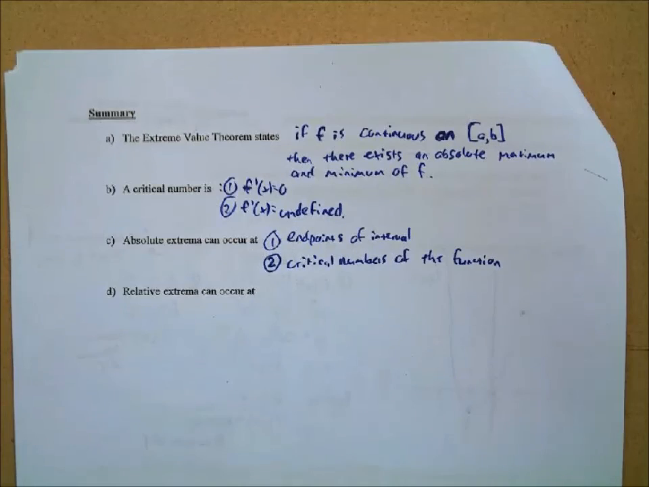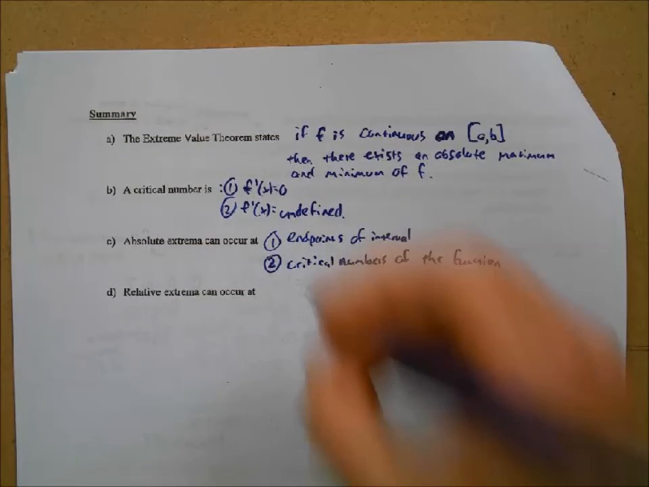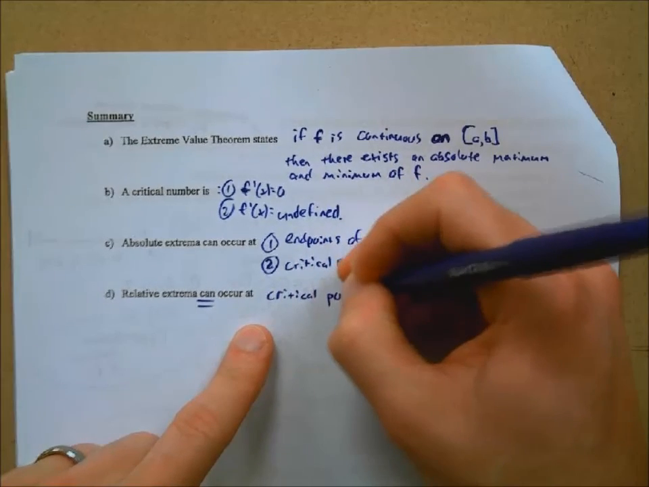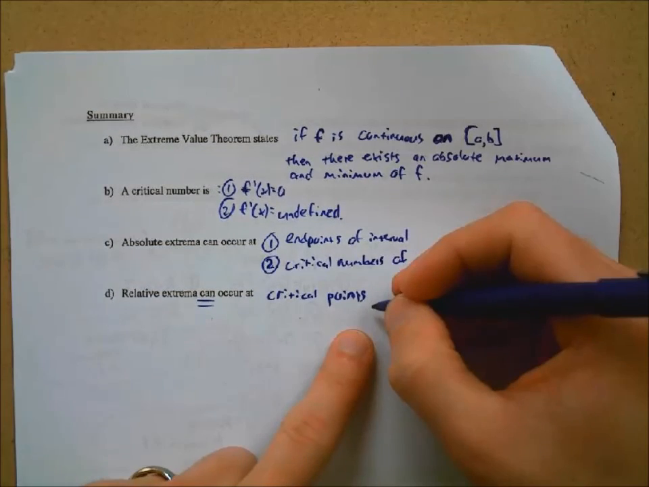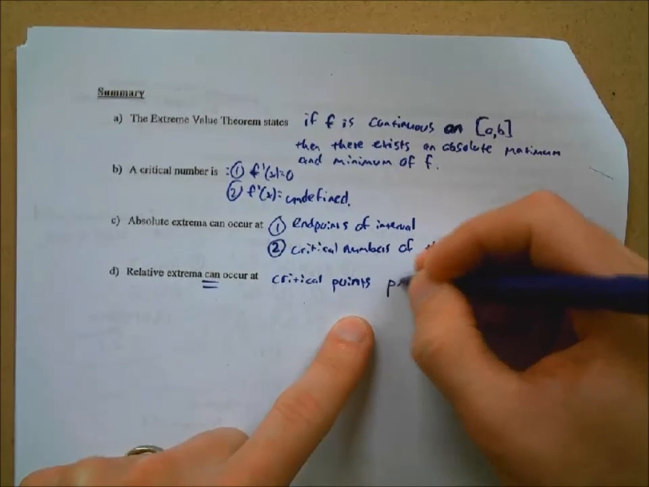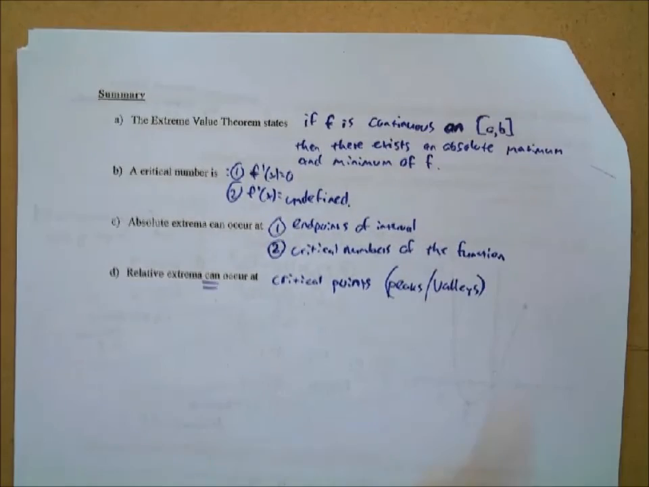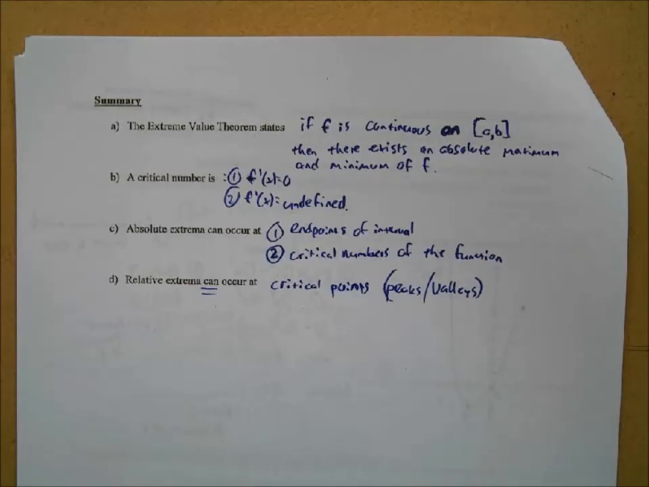Relative extrema can occur at critical points, but not at endpoints. They don't have to necessarily occur at critical points. Or you can also just say peaks and valleys, or hills and valleys. For right now, that's the best we can do. We'll get into how to figure it out. It's not that bad at all. But peaks and valleys, and that's where we'll stop.